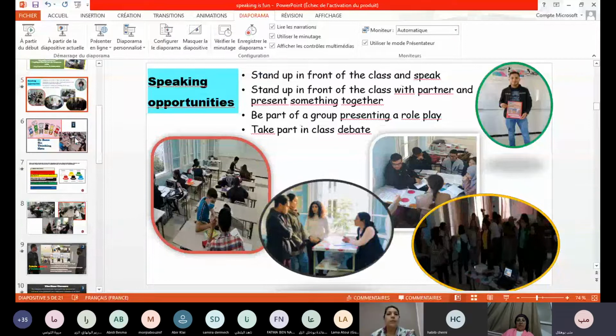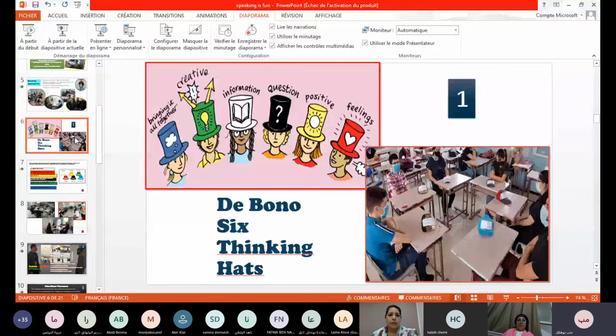Now I have prepared 10 speaking activities that I have done in class myself. Number 1 is called De Bono's Six Thinking Hats. This is a method created by Edward de Bono, who is a British physician, psychologist, author and inventor. He originated the term lateral thinking and wrote the book Six Thinking Hats. And he is the proponent of teaching thinking as a subject in schools.